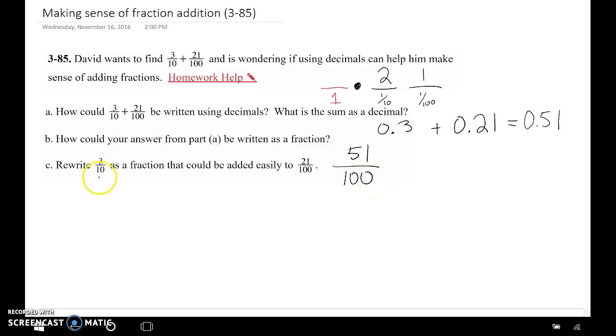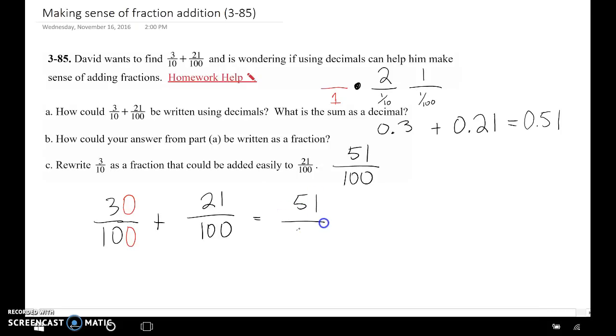So rewrite 3/10 as a fraction that could easily be added to 21/100. I can't add 3/10 easily, but if I make this, like we did, 30/100, then we could add them more easily and get 51/100. All right, hope you enjoyed that.